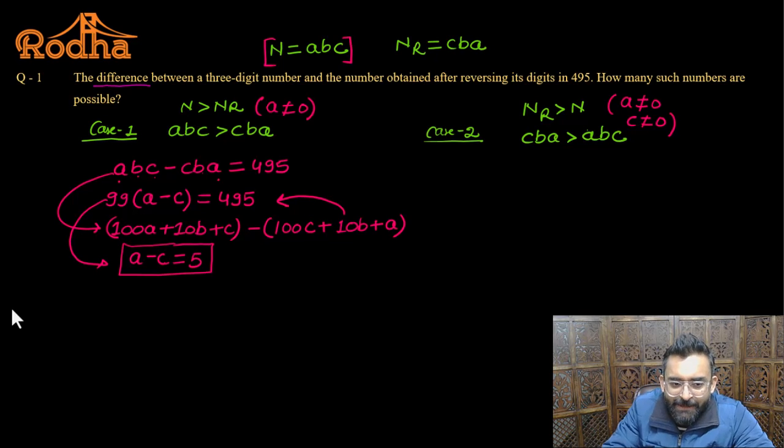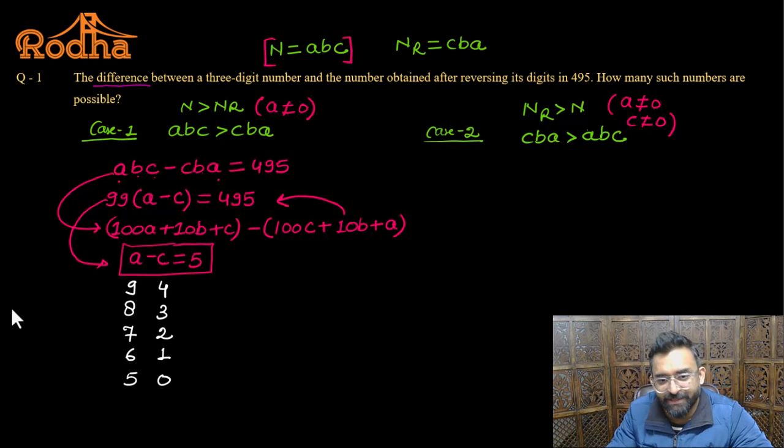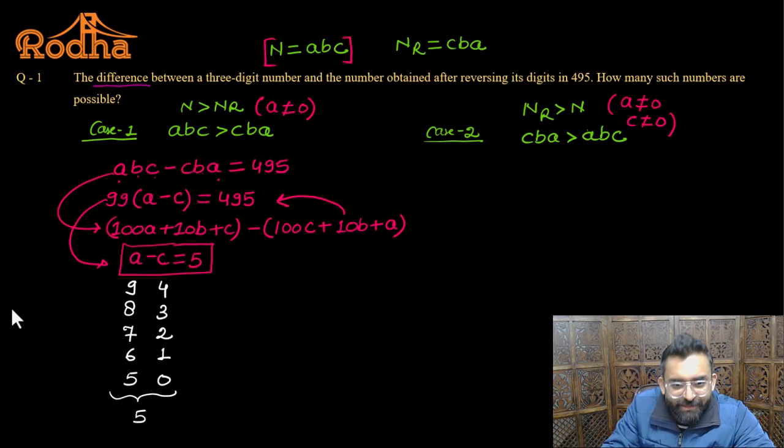If you look at this, if A is 9, C is 4. If A is 8, it is 3. The difference has to be 5. If it is 7, it is 2. It is 6, it is 1. It is 5. A is 5, then C can be 0. C can be 0, so we have to take all the possibilities here. Okay. Now digits cannot be negative, so we have to stop here. How many possibilities are there? 5 possibilities for this.